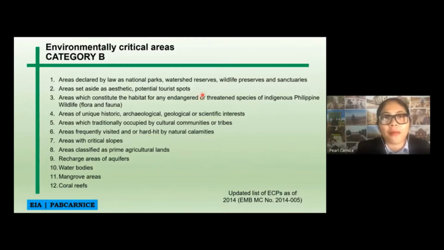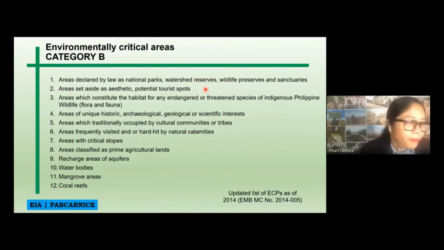So the next environmental critical area are areas set aside as aesthetic potential tourist spots. So if it's a tourist spot, definitely you have to secure an ECC. If you are going to put a hotel or any kind of structure in that specific area, you have to secure an ECC. Next is areas which constitute the habitat for an endangered or threatened species of indigenous Philippine wildlife, both for flora and fauna.